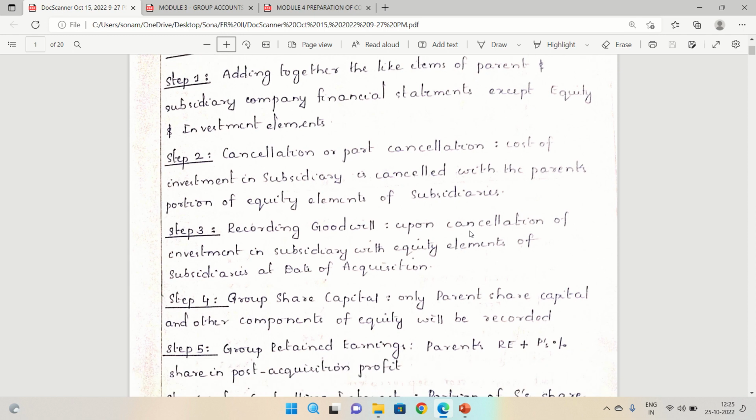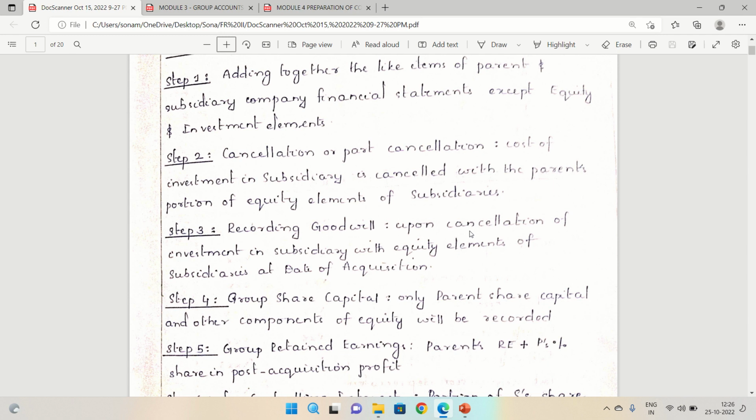Then, the second step is the cancellation or part cancellation. So now the question arises, cancelling what? Cancellation means the cost of investment in subsidiary is cancelled with the parent's portion of equity elements of the subsidiary. Don't worry about any adjustments. Okay, it gets cancelled automatically. We'll see when we come to the question. So just keep in mind there is a cancellation of the cost of investment in subsidiary with the parent's portion of equity elements.